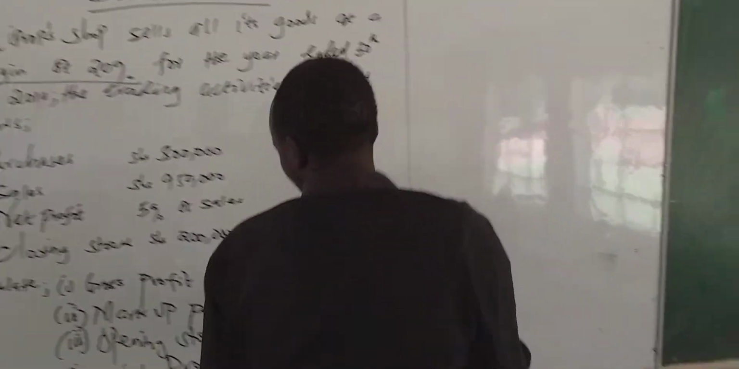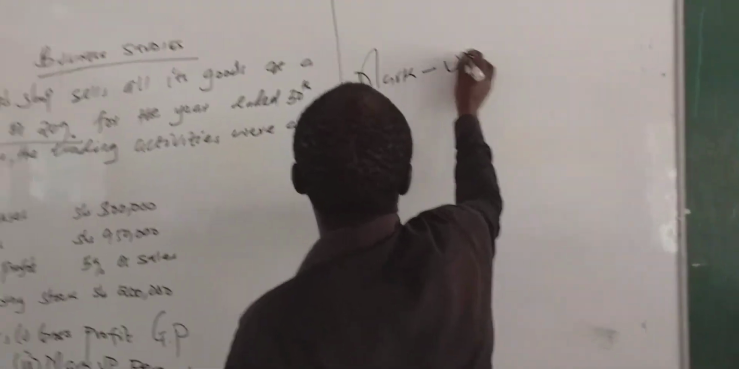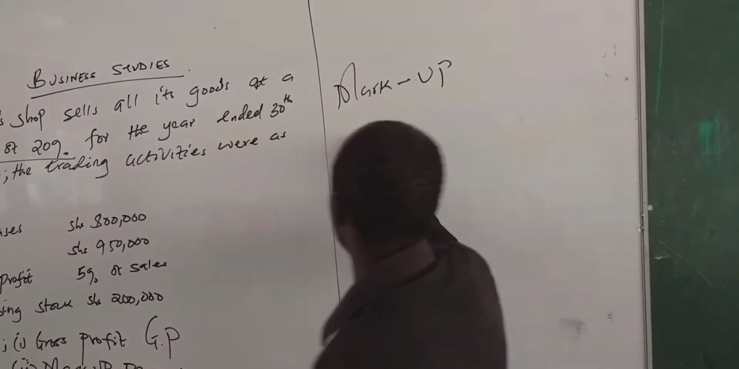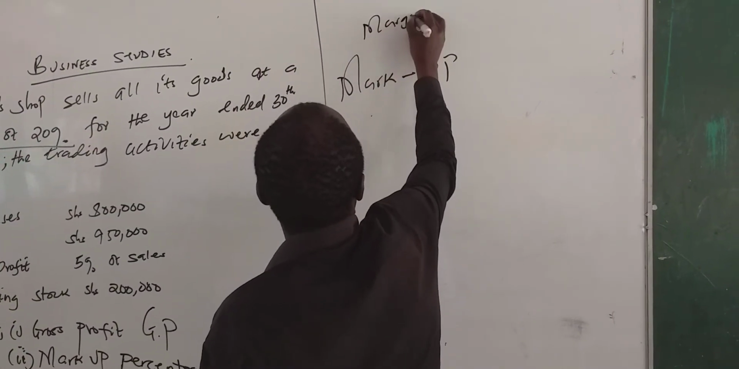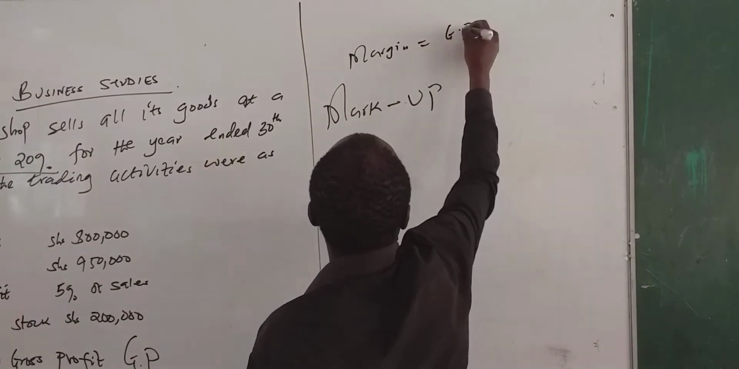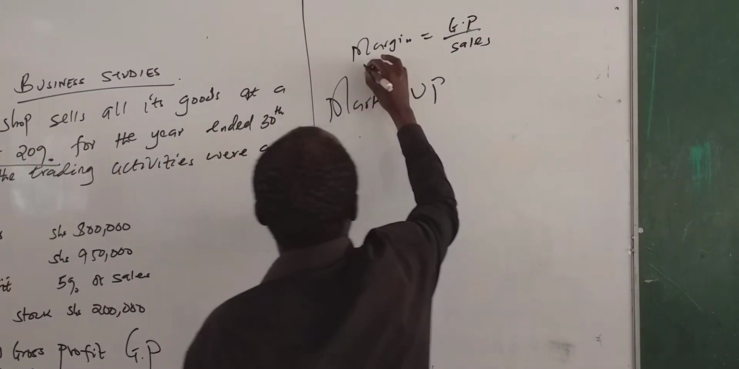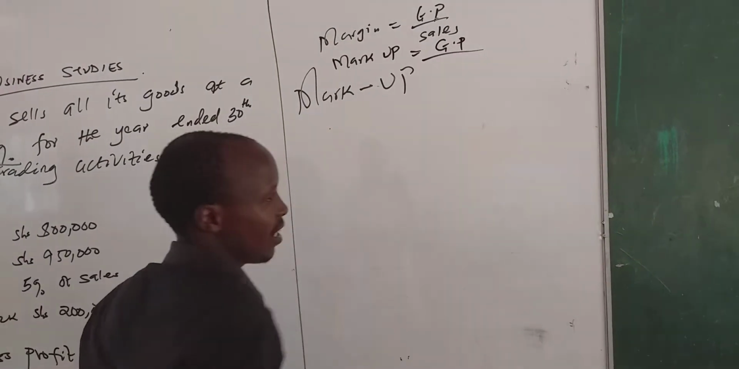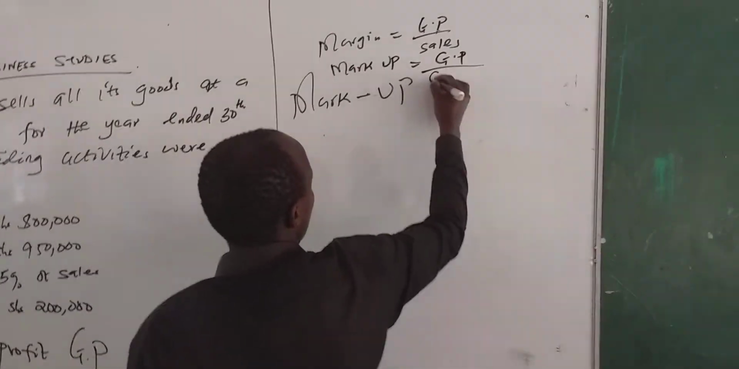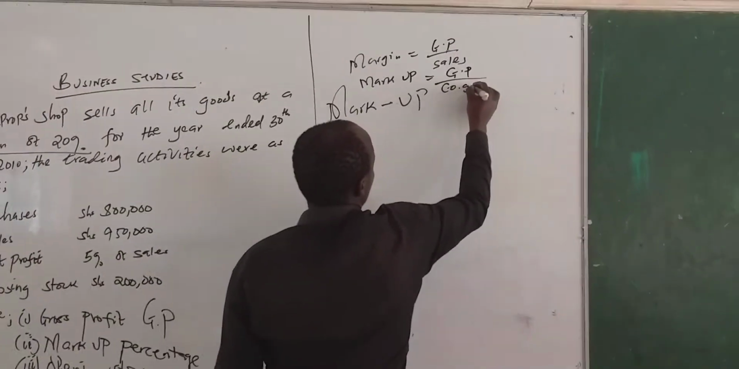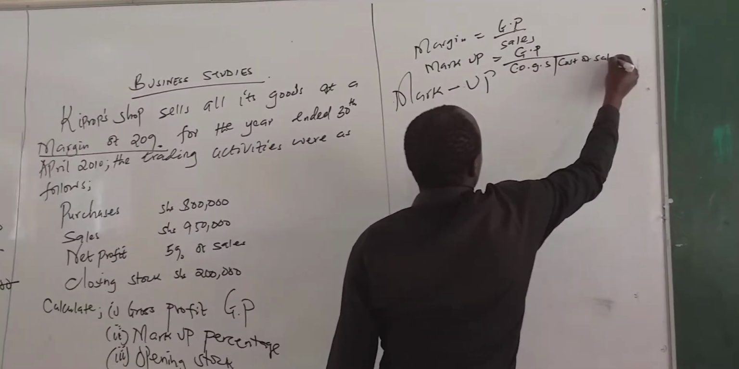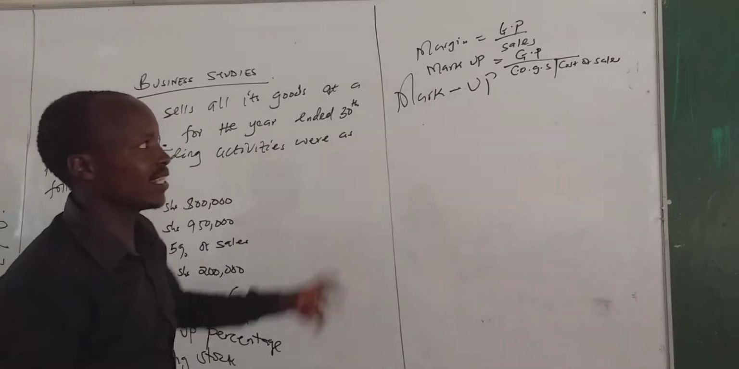Our second part, markup percentage. We will derive our markup from the margin. You can still remember the other time, because margin is given by GP over sales, markup was given by a fraction of gross profit all over the cost of goods sold, in other words, the cost of sales. So we want a percentage there.